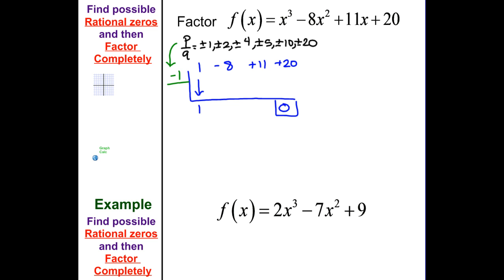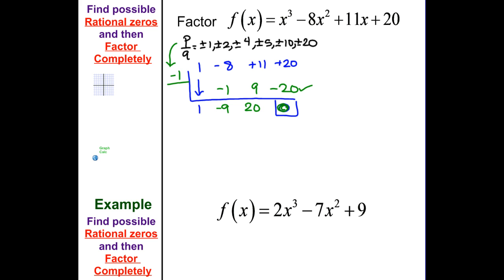So what should we try now? Again, I'm just going to keep going up, I'm going to try -1. So -1 times 1 is -1. Add those up, we get -9. Multiply, we get +9. Add those, we get 20. -1 times 20 is -20. Look at that, we end up with 0, and that's exactly what we wanted.